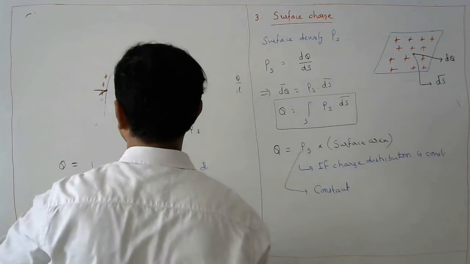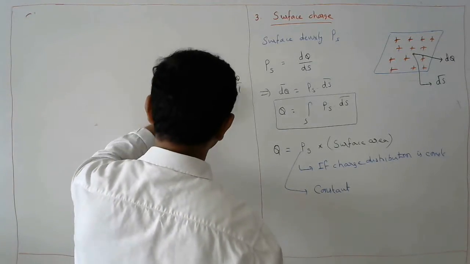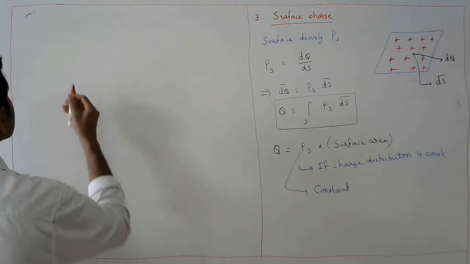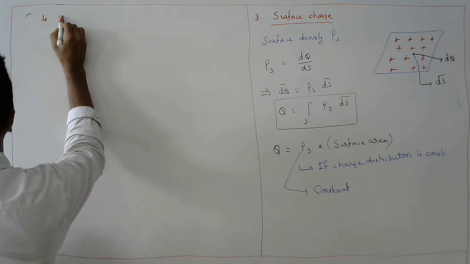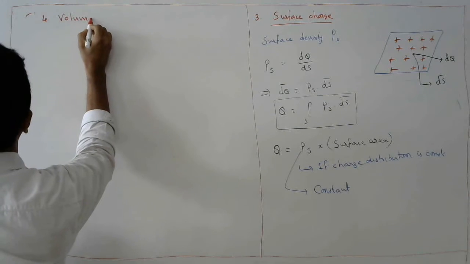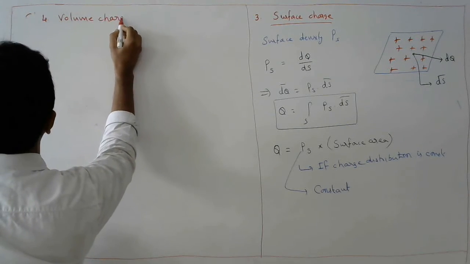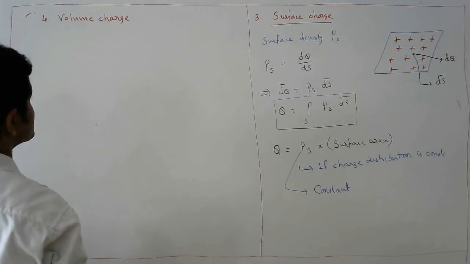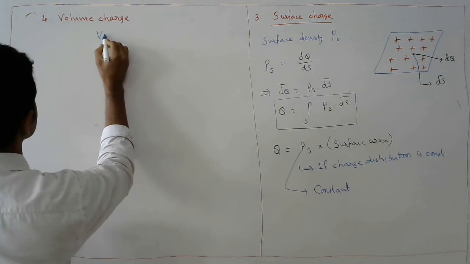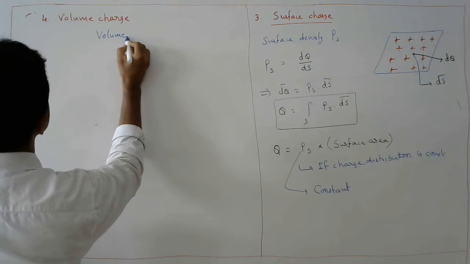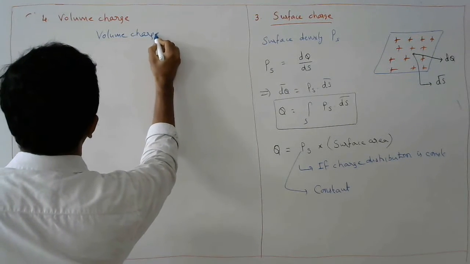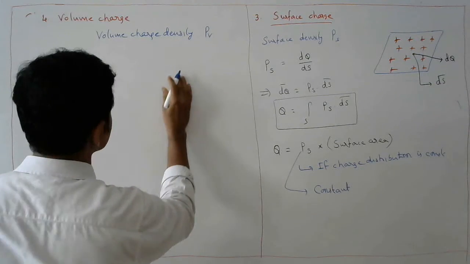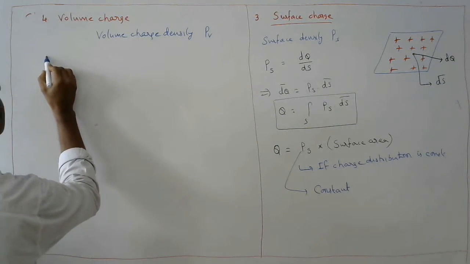Next, volume charge. We define volume charge with the volume charge density, denoted by rho v. Let us assume a volume.